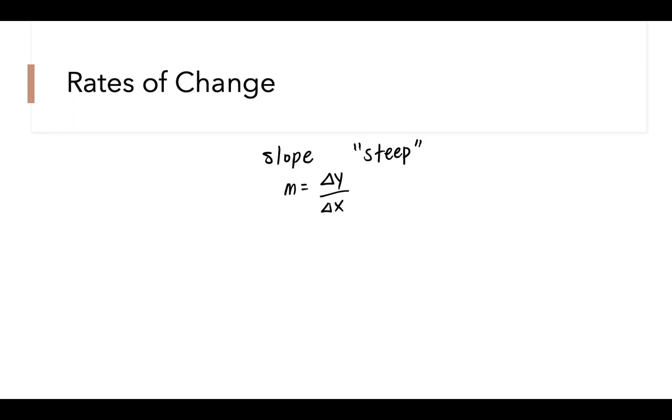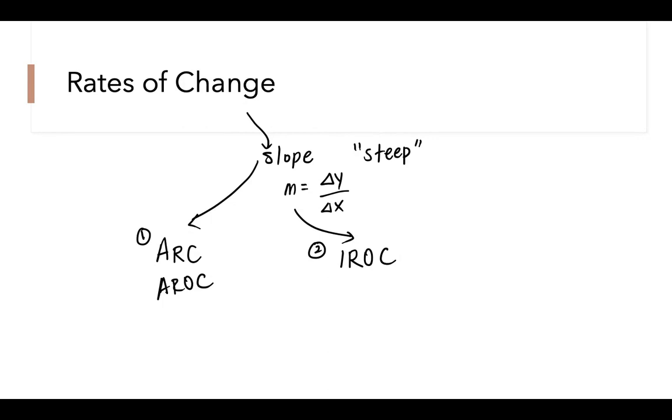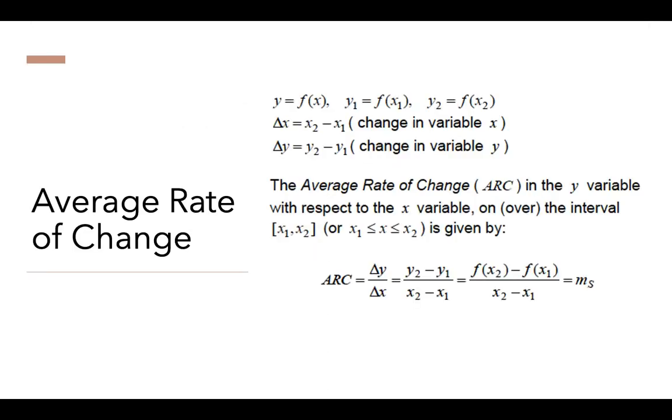Under the rate of change, we are going to divide into two sections. First, it's average rate of change, and the second is instantaneous rate of change. I will be interchanging ARC, average rate of change. So first, average rate of change.